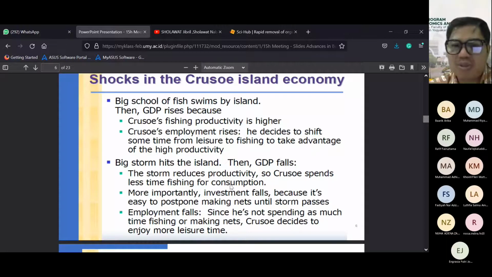So it will make people postpone making nets. Making nets means making investment until the storm passes, until the storm finishes. Employment falls since he's not spending as much time fishing or making nets. Crusoe decides to enjoy more leisure time. So the people are forced, or voluntarily go back, to leisure time. Leisure time means employment falls or unemployment increases.